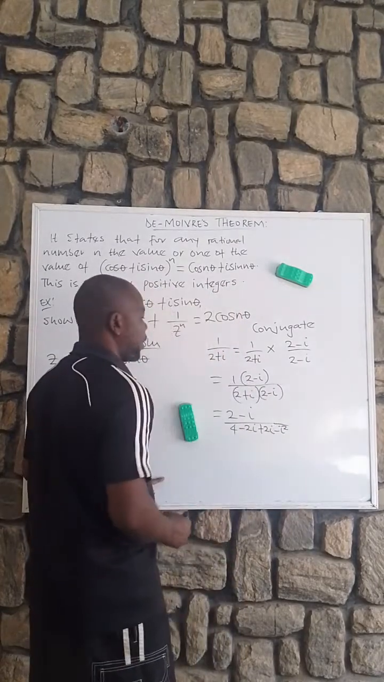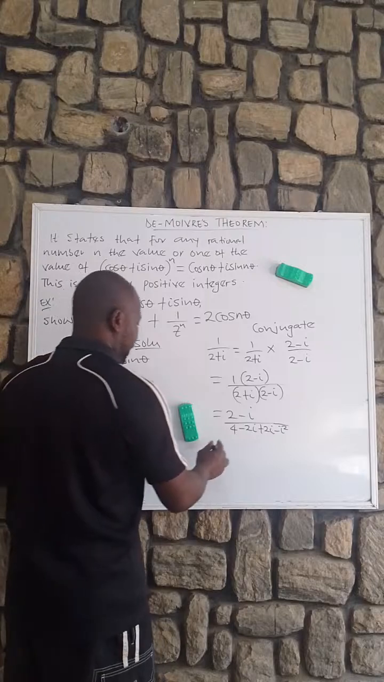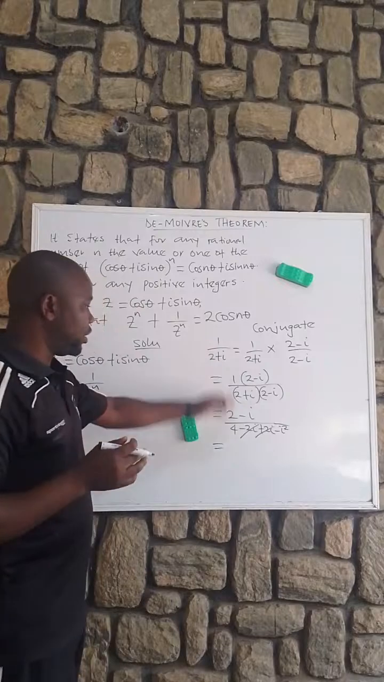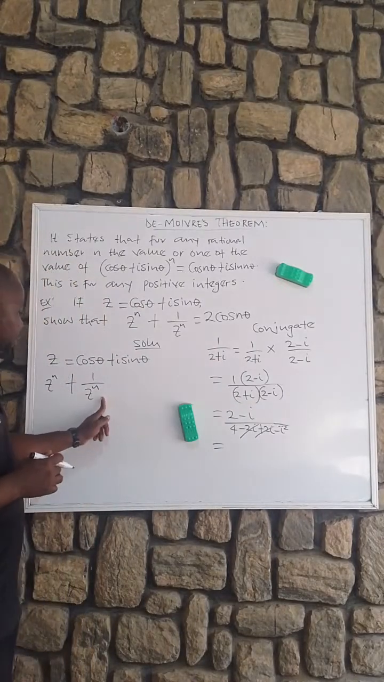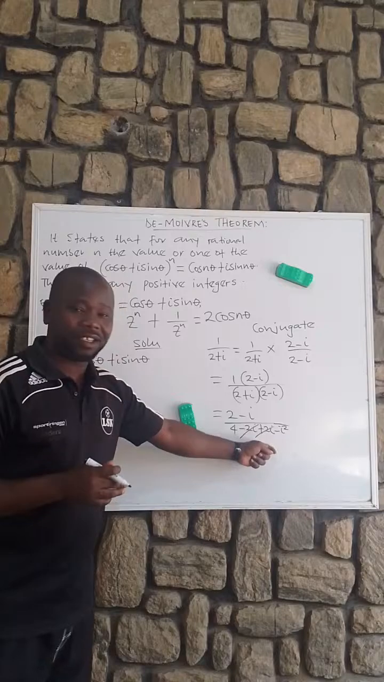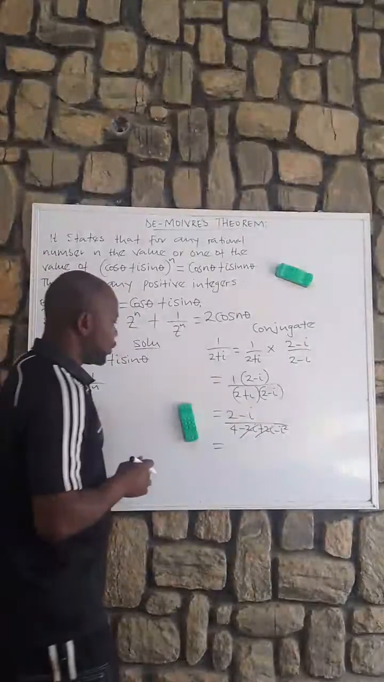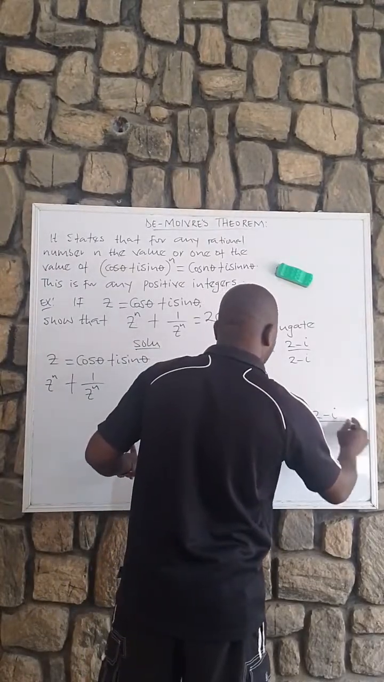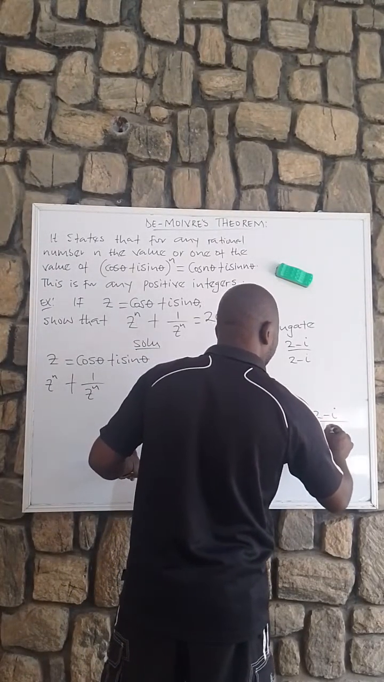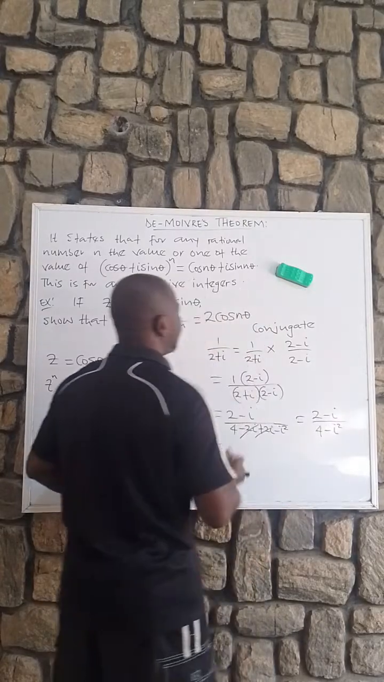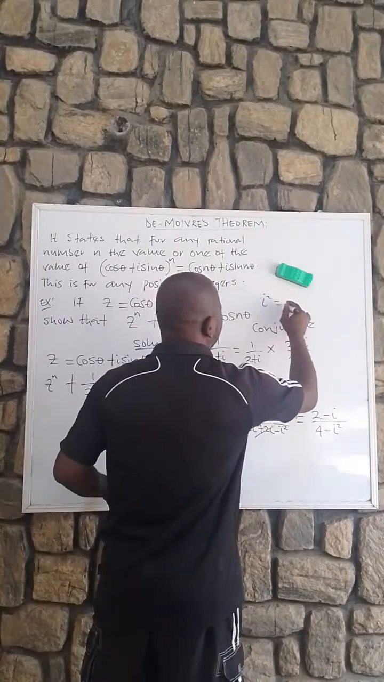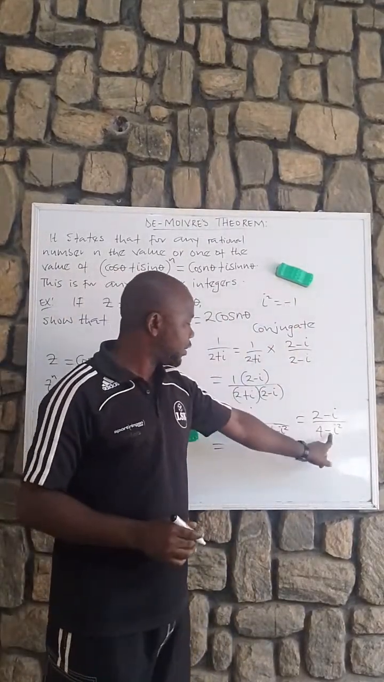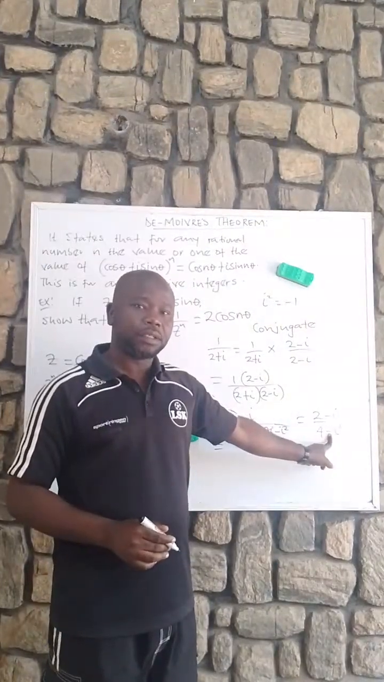True or false? If you agree with me, it means you don't need the prophet to tell you this. Here we are going to do something like this exactly, so please take note. This will be 2 minus i all over 4 minus i squared. But mind you, i squared is always known as what? Minus 1. True or false? So minus 1 times this minus is going to be plus.